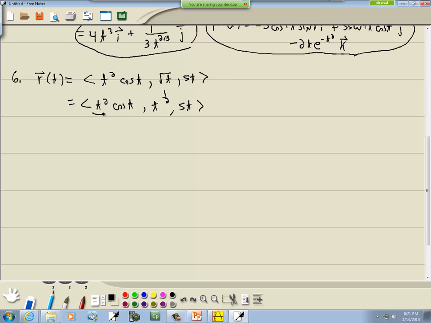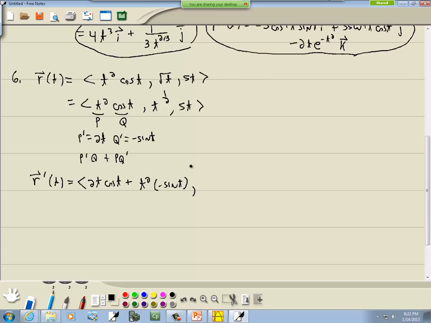So this will be the product rule. This will be p, and this will be q. P prime, the derivative of t squared is 2t, and q prime, the derivative of cosine is negative sine t. And our formula is p prime q plus p q prime. So our derivative, p prime was 2t times q, which is cosine t, plus p, which was t squared, times q prime, which is negative sine t, comma, t to the 1/2. Take your power, put it out in front, so we got 1/2 t, and then you lower your power by 1, so it becomes a negative 1/2, comma, then derivative of 5t is 5.